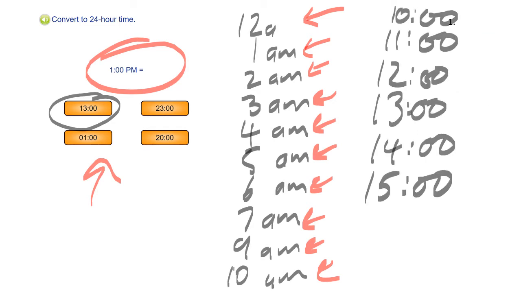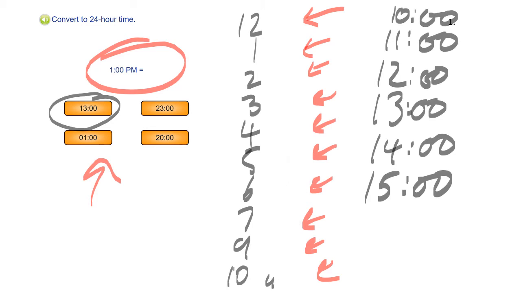We don't actually have a.m. times in 24-hour time. We just have 2 o'clock, 3 o'clock, 4 o'clock, 5 o'clock, 6 o'clock, 7 o'clock, 8 o'clock, 9 o'clock, 10 o'clock, 11 o'clock, 12 o'clock, 13 o'clock, 14 o'clock, 15 o'clock. So 1 p.m. is exactly the same as 13 o'clock. Okay, let's have a look at the next one.